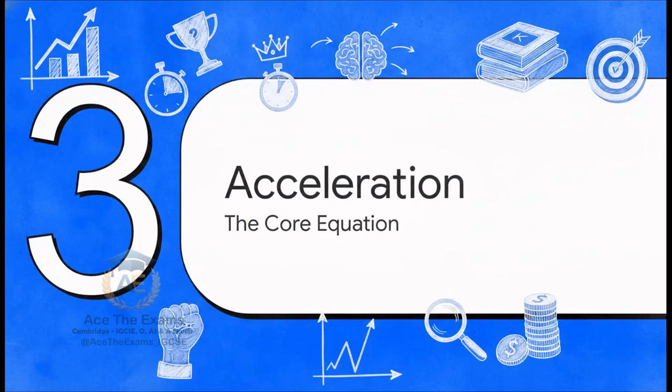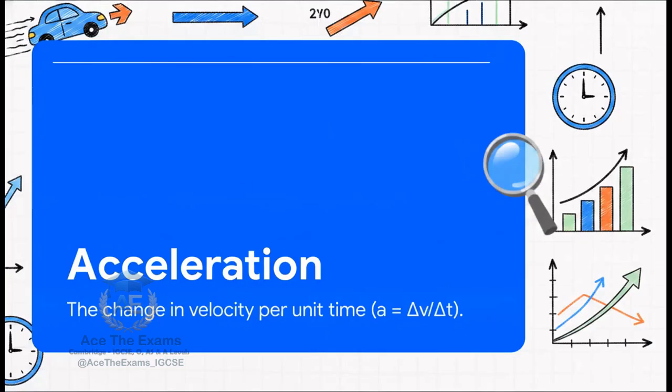Section 3, Acceleration and Velocity. This is all about the core equation. Let's shift to the heavyweight champion of the physics syllabus, calculating acceleration correctly. Listen, this is where examiners separate the top-tier candidates from everyone else. The theoretical foundation starts with this exact, precise definition. Acceleration is the change in velocity per unit time.